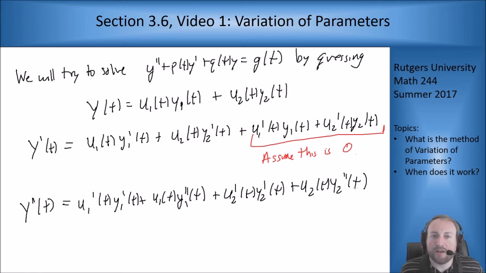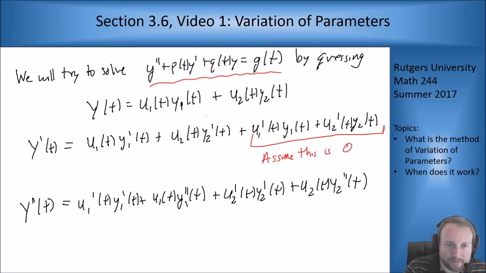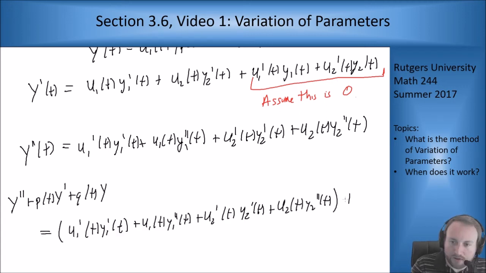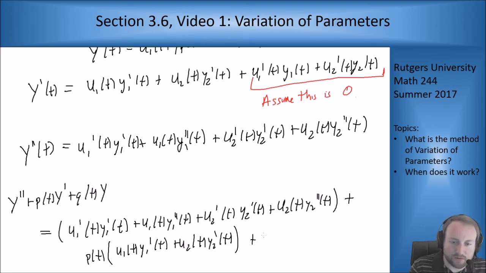So now what we want to do is use our equation. I want to take y double prime, y prime, and y, and shove them all into my original equation that's up at the top here, where I have this equal to g of t. And the goal is that we're going to be able to use this to give a second condition on our u1 and u2. So let's go ahead and plug that in and see what we get. So I'm going to get, well, I have y double prime plus p of t y prime plus q of t y equals y double prime plus p of t times y prime plus q of t times y.